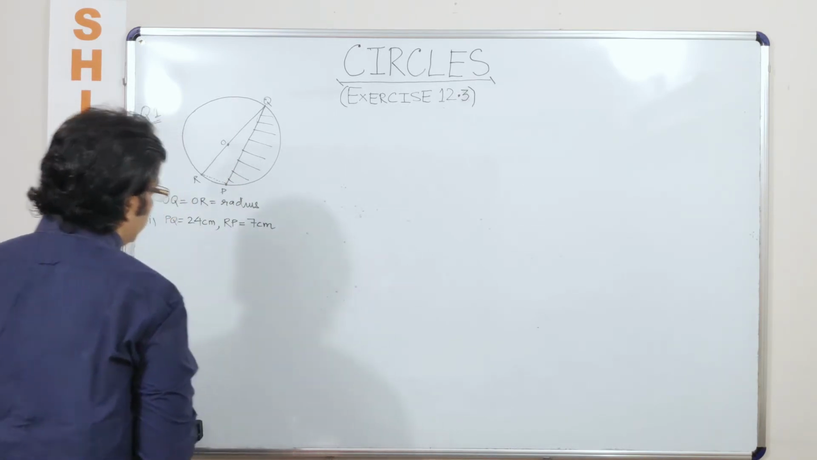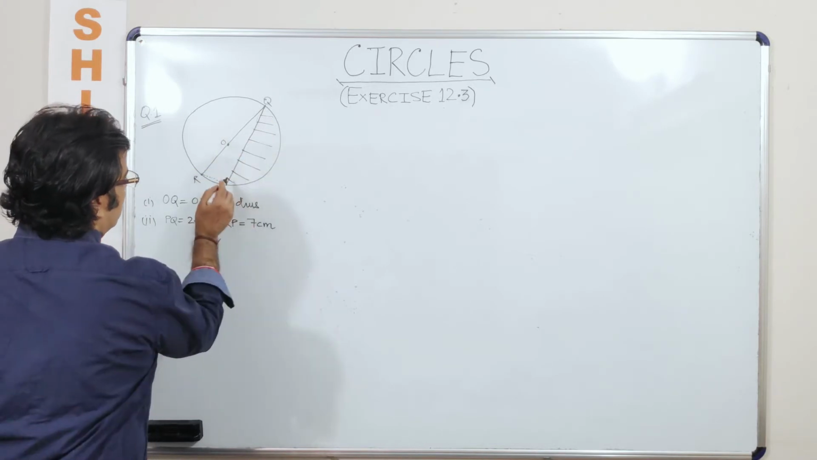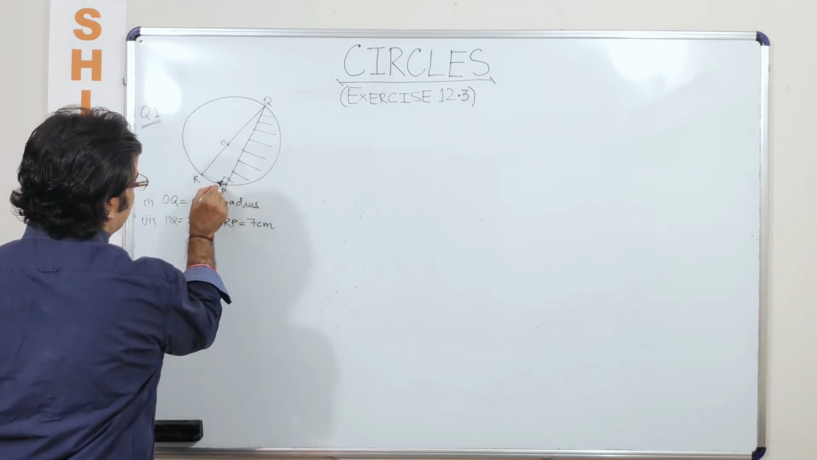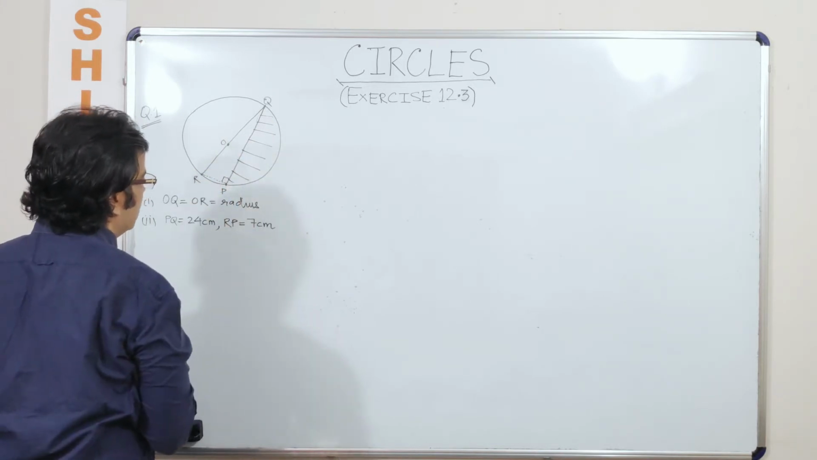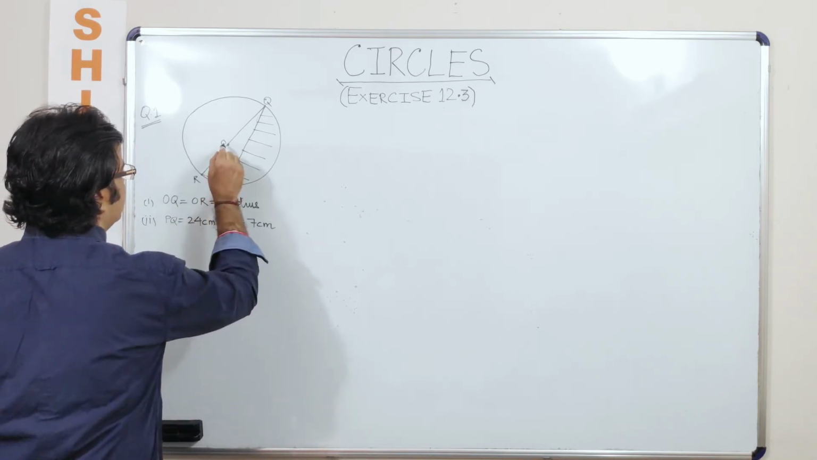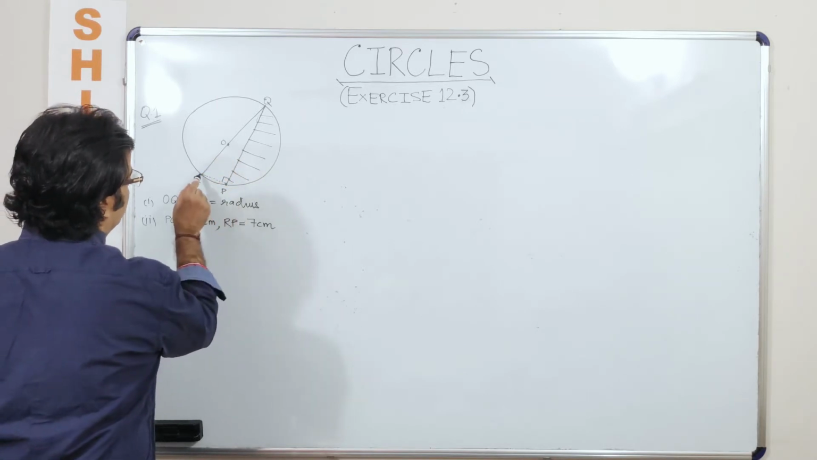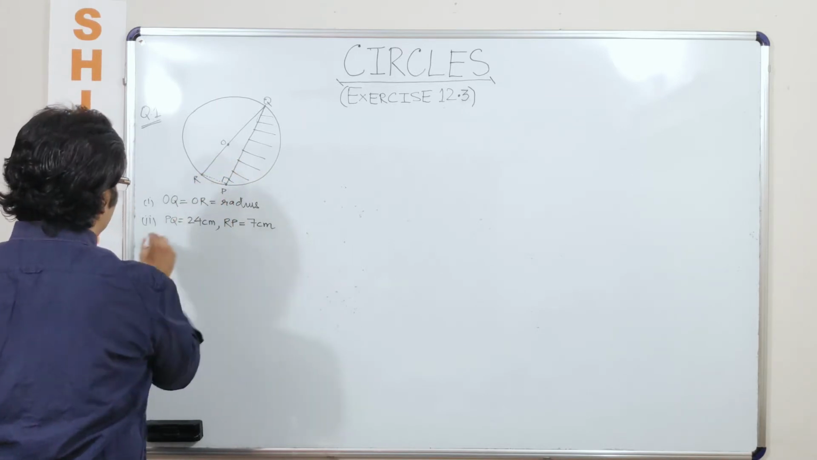right? Now when I join RP, what do I get? I get a triangle. Now in this case, this becomes a right angle triangle. Why does this become a right angle triangle? Because there goes a theorem which says that the angle subtended by the arc. Now which arc are we talking about? We are talking about the arc RP.